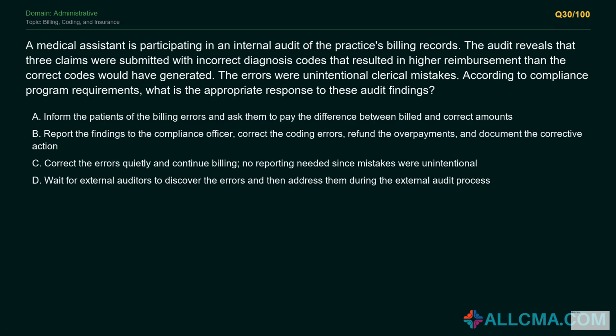Option A, inform the patients of the billing errors and ask them to pay the difference between billed and correct amounts. Option B, report the findings to the compliance officer, correct the coding errors, refund the overpayments, and document the corrective action. Option C, correct the errors quietly and continue billing. No reporting needed since mistakes were unintentional. Option D, wait for external auditors to discover the errors and then address them during the external audit process.